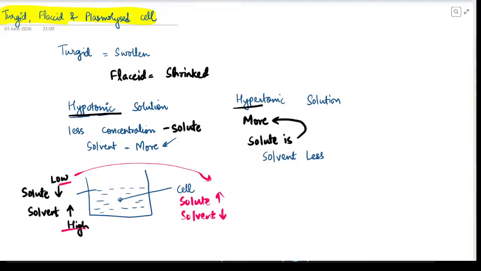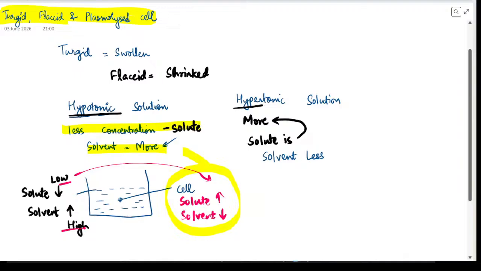So how can we define a hypotonic solution? A hypotonic solution is one which has low solute concentration and high solvent concentration with respect to the cell dipped in it. A cell has high solute and low solvent concentration. First of all, you should understand why we call it hypotonic: because it has less concentration of solute but more concentration of solvent. Now it is with respect to the cell which is dipped in it, so the cell has the opposite concentration.